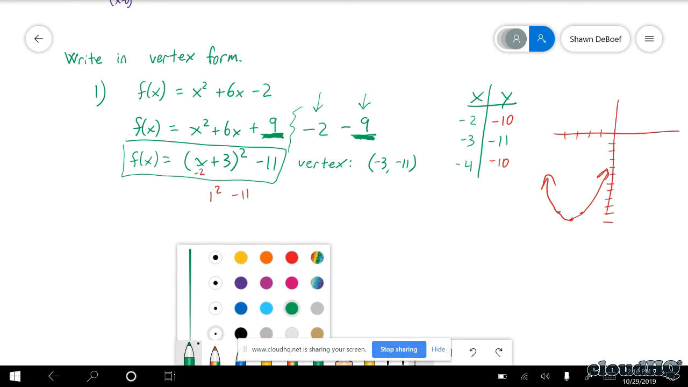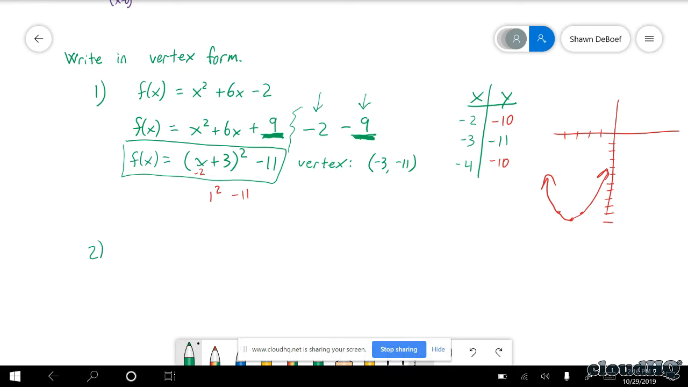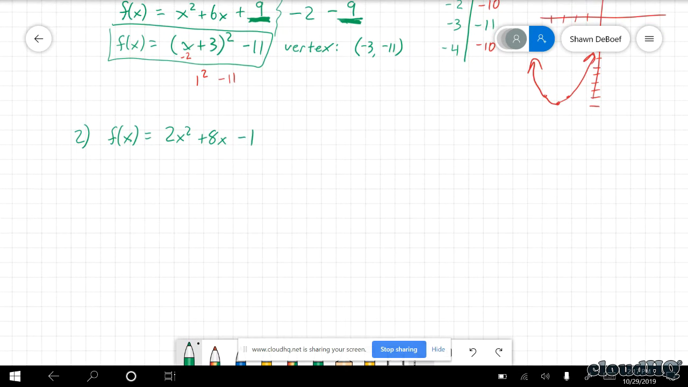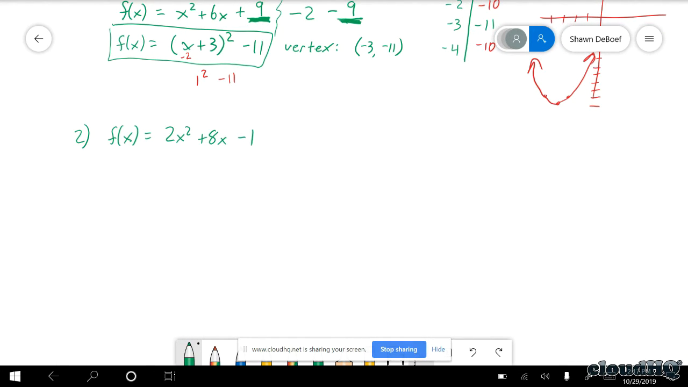Let's do one more. Consider f of x equals 2x squared plus 8x minus 1. I want to put it in vertex form, so I'm going to complete the square, but this time I gave an a value. But like the last one, I'm going to ignore the negative 1. I'll leave the negative 1 off to the side.